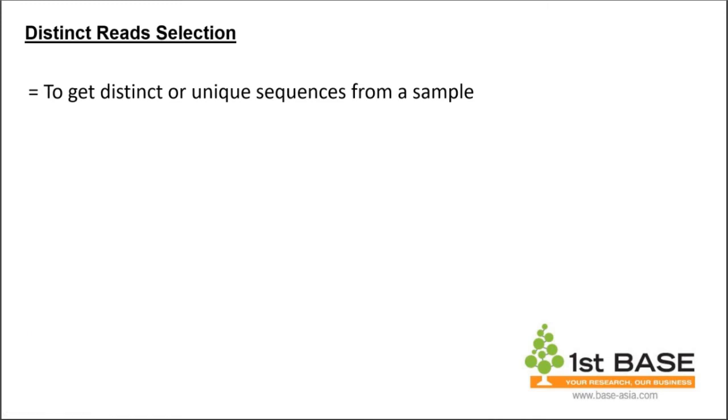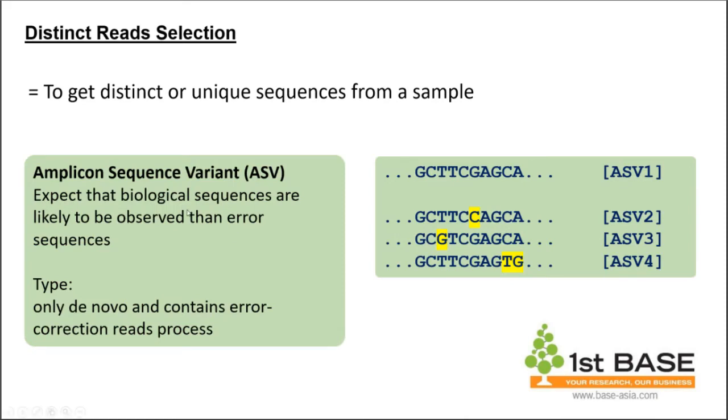The next method is the Amplicon Sequence Variant, ASV, method. So in this method, it actually expects the biological sequences that can be observed to be more than the error sequences. And in this method, they only have the de novo method, and they also contain a process called denoise, which is actually an error correction process. So they will do some correction here before they proceed with the calculation.